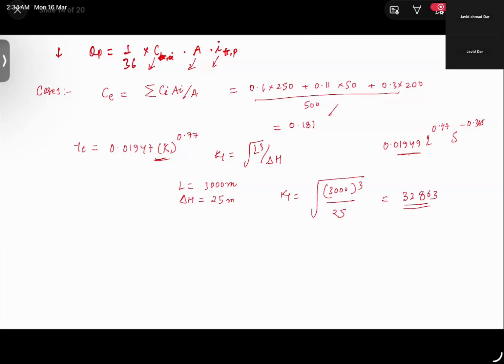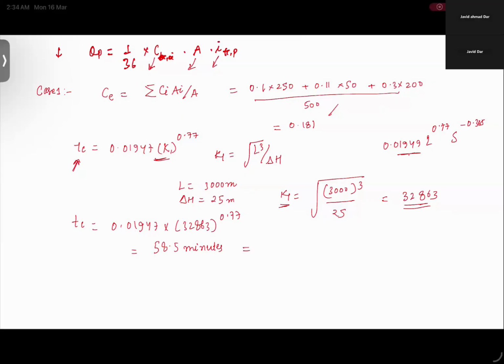We can put this K1 here in the TC. So TC is 0.01947 into 32863 raised to 0.77. If you compute the value, this will be equal to 58.5 minutes. As we know, TC is in minutes. Now you can convert these minutes into hours. This will come around 0.975 by dividing by 60, so the minutes get converted into hours.